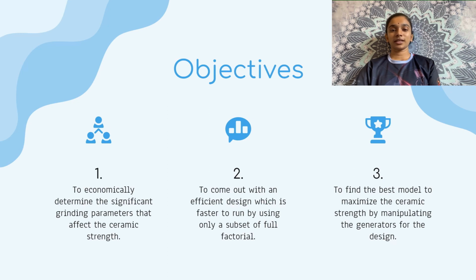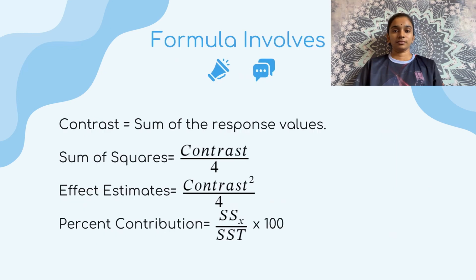This project is conducted to economically determine the significant grinding parameters that affect the ceramic strength. Furthermore, we wanted to come out with an efficient design which is faster to run by using only a subset of full factorial. Lastly, we wanted to find the best model to maximize the ceramic strength by manipulating the generators for this design. Moving on to the next part is the formula involved.